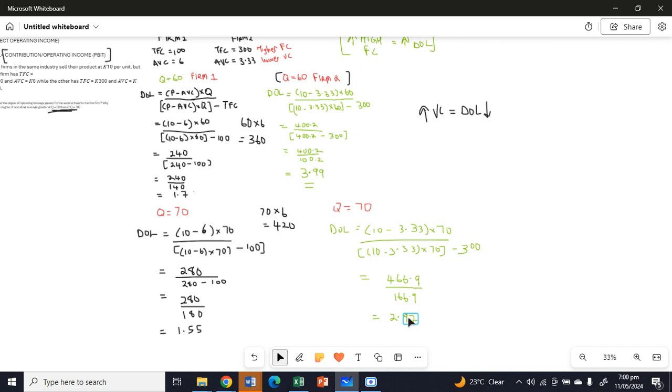A high degree of operating leverage means that if there's any change in sales in that company, a big increase or even a small increase, or a big decrease, the operating income is going to be affected.